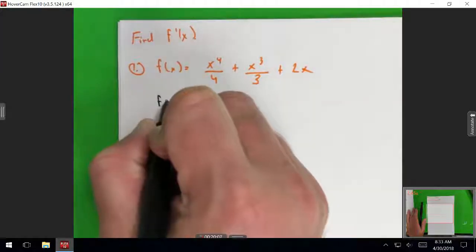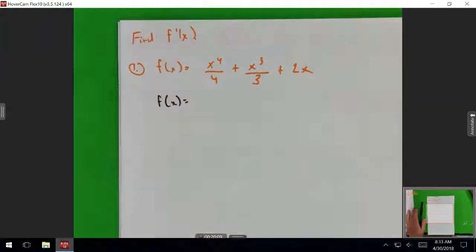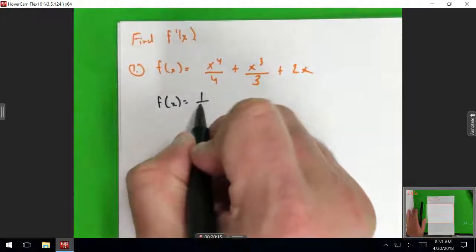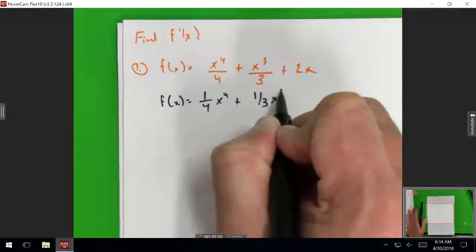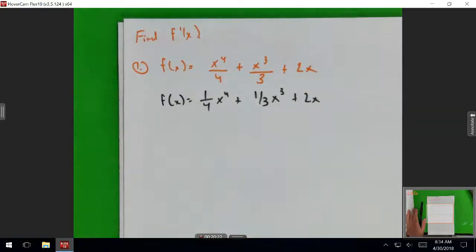Alright, so on number 1, if I'm finding f prime, what would be the first thing you would do here, Greg? I would rewrite it with fractions, okay? I'm going to rewrite it as 1/4 x to the 4th plus 1/3 x cubed plus 2x. If you have fractions, if you have radicals in the denominator, if you have negative exponents, you've got to rewrite it, okay?